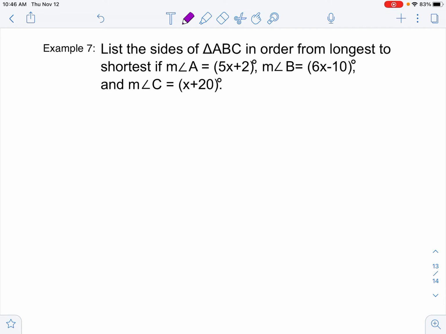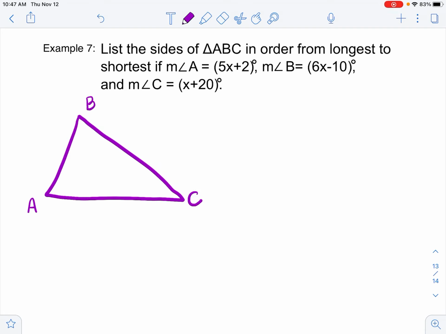All right, the last problem here. It says list the sides of triangle ABC from longest to shortest, and then it gives us information. So what's the first thing you think we have to do here? The answer is draw a picture. So we're going to draw a triangle. It doesn't say if it's isosceles or equilateral or give me any information, so I'm going to make something that looks scalene because I don't know what it looks like. Then I'm going to label the angles A, B, and C.